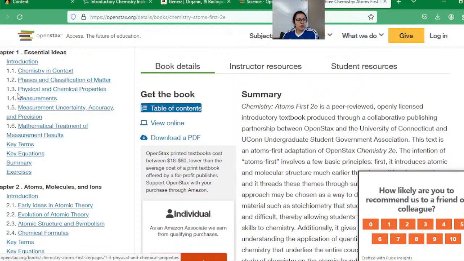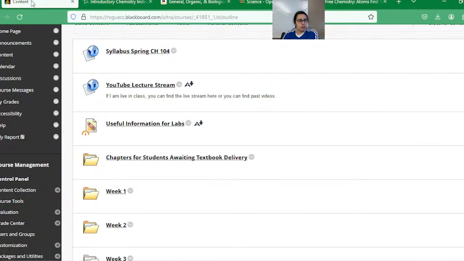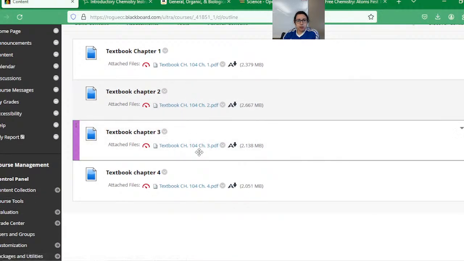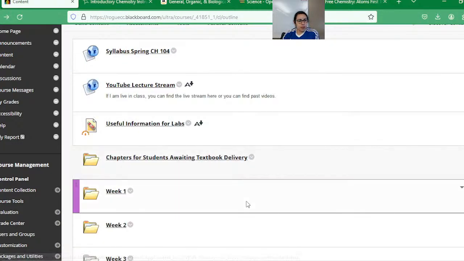It starts off with phases, measurements, all the stuff that we're doing initially. That's just OpenStax chemistry, and this would be sufficient to get you through the course. Again, all the content that you need is in there. So let's see. There are a few chapters in here if you're still awaiting your textbook, chapters 1 through 4, in case you're still trying to work on that.